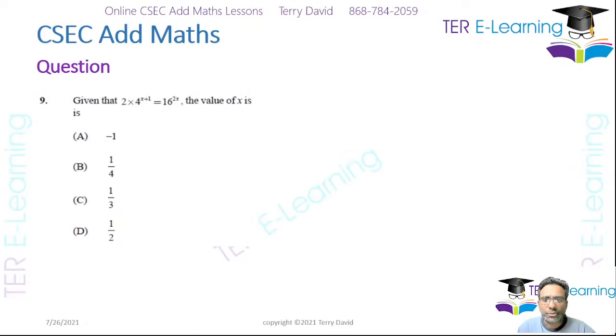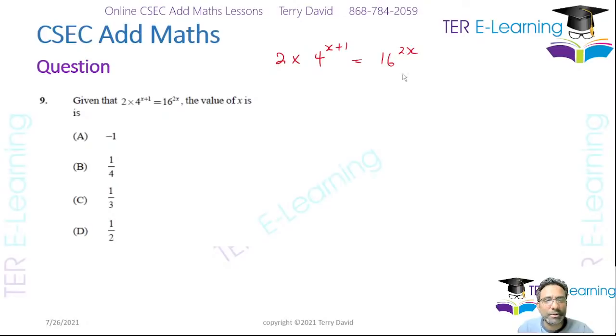All right, so next one here now. So next we go on to indices now. Let me just write this a little bigger here. They want us to find the value of x, right? Now, some of these questions you need to be a little careful when you're working these. So this here is 2 multiplied by 4 to the power x plus 1 is equal to 16 to the power 2x, right? Now, if we look at the numbers here, the base numbers, right?